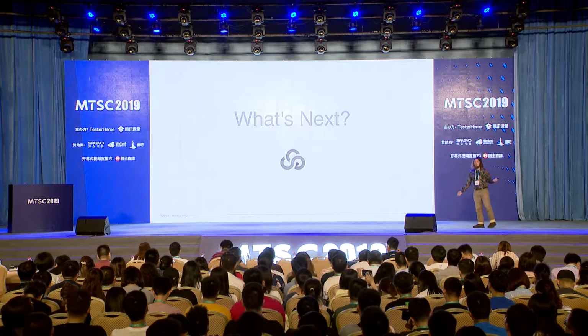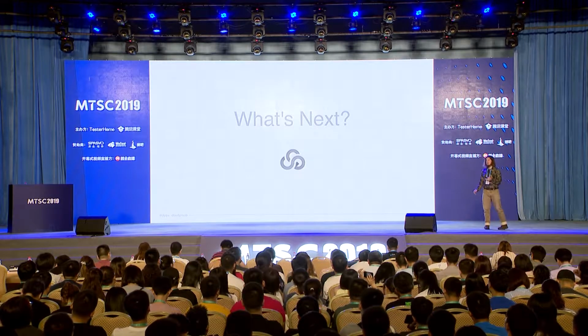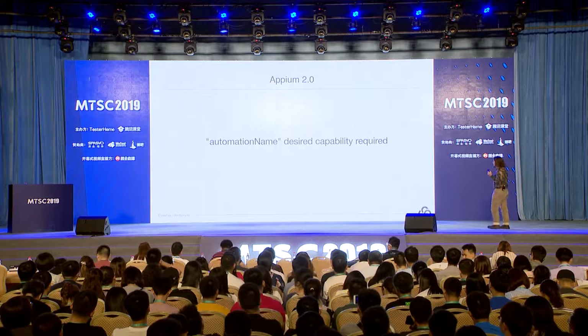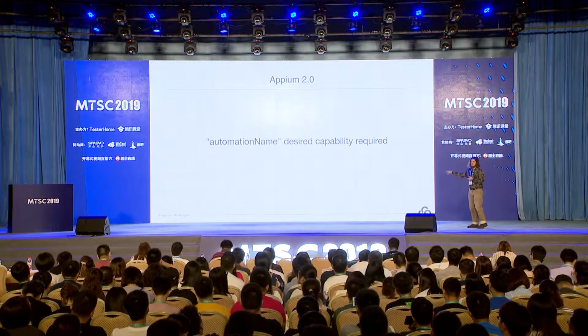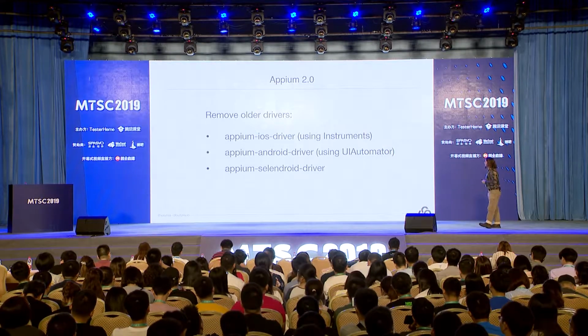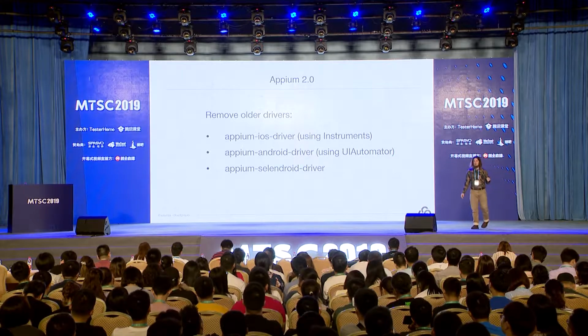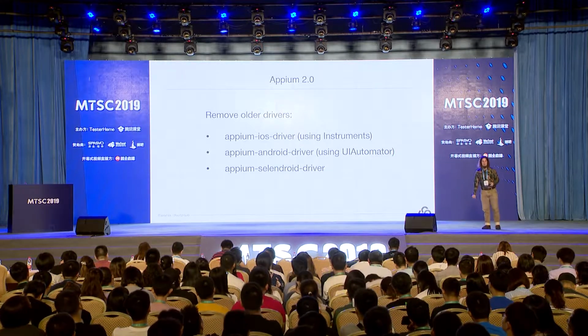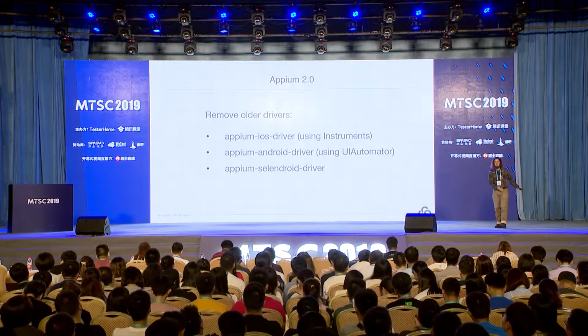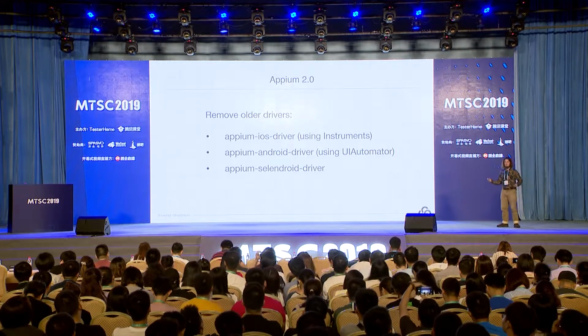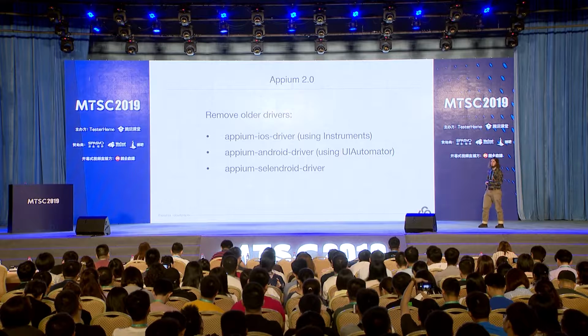All right, so what's going on for Appium next? There's a couple things we're working on. One, like I said, automation name, desired capability is going to be required. We're also going to remove the older drivers. These are very difficult for us to maintain, and they're pretty old now. They usually work only with older versions. They're based on old technologies that Google and Apple don't really support anymore.